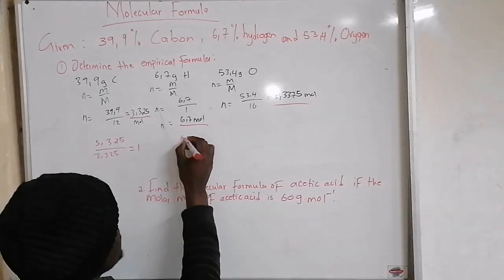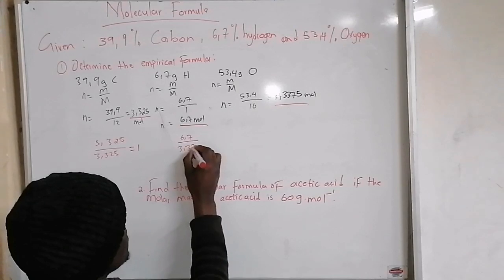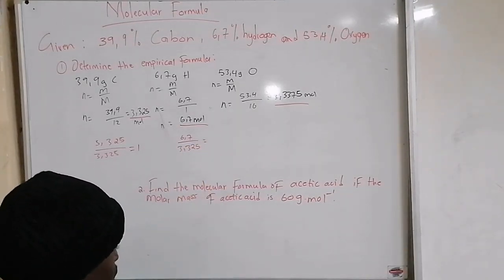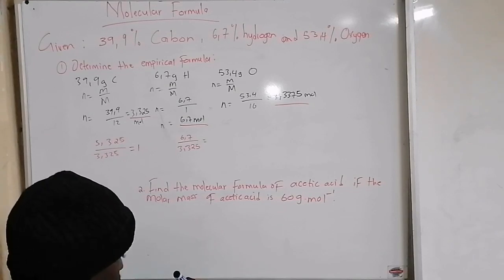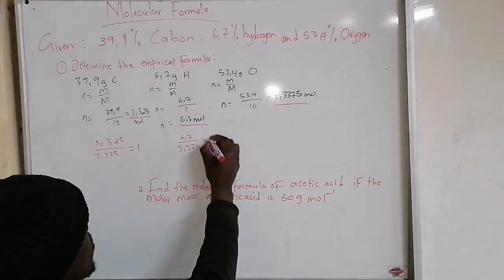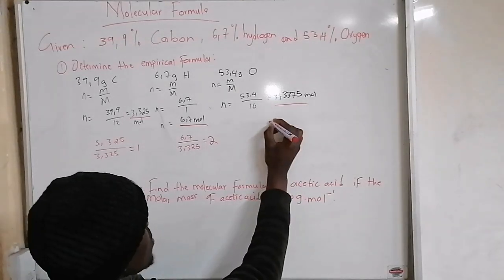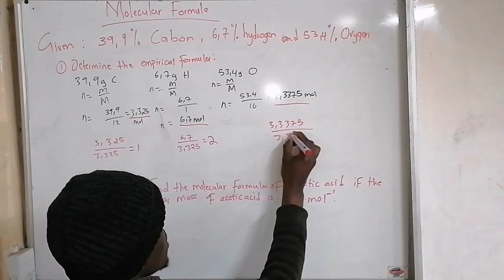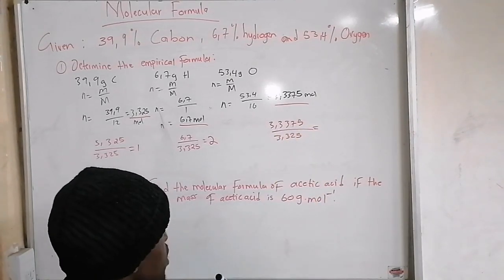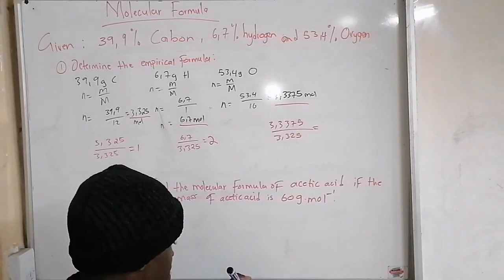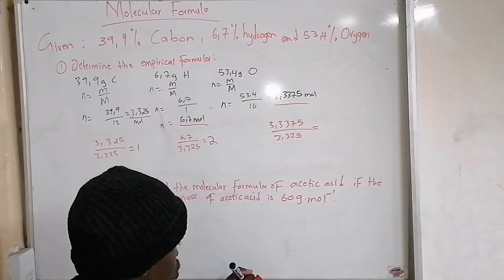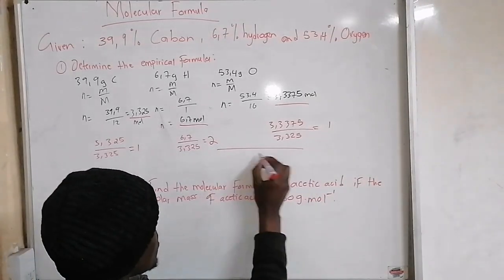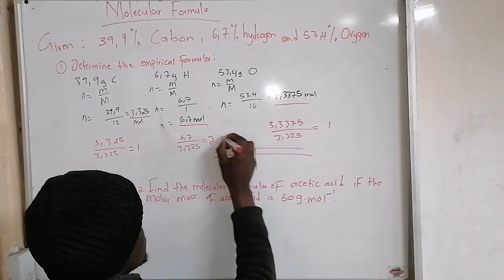You divide it by itself, you will get 1. Then here 6.7 over 3.325. Remember, you must not write your answers in decimal form. So here we have 2, and 3.3375 divided by 3.325, we get 1. Now these are subscripts.